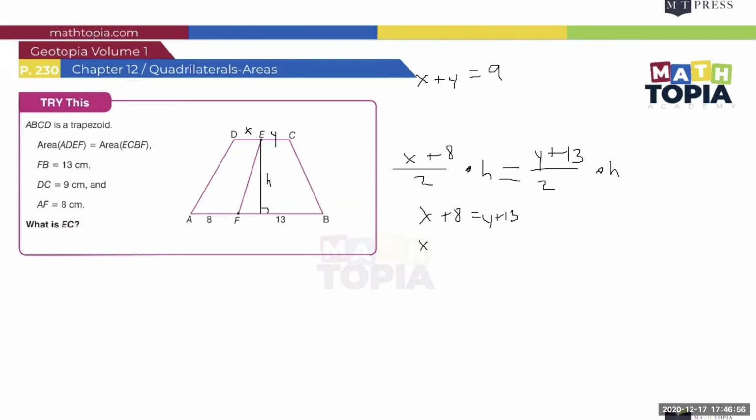So I'm going to subtract 8 from both sides, right? So now I can substitute x for y plus 5: y plus 5 plus y is equal to 9, 2y is equal to 4, and y is equal to 2. That is exactly what we are looking for. Yes, y is EC. So y equals 2.